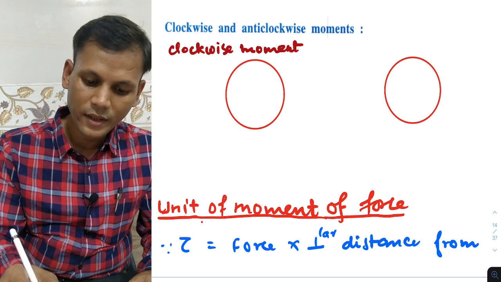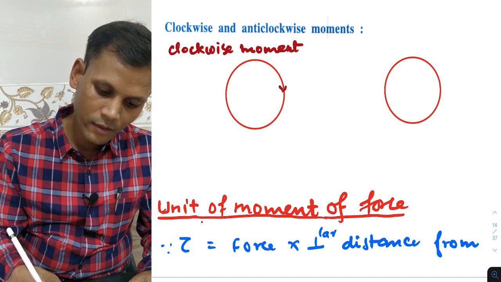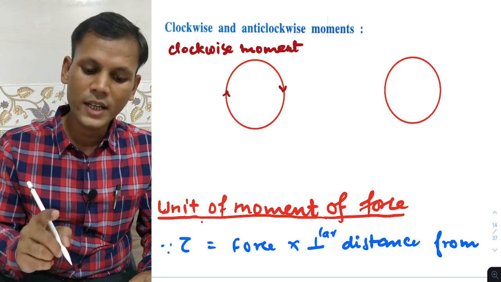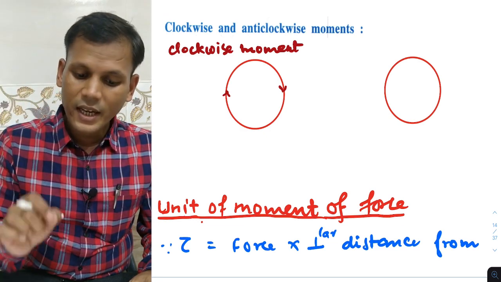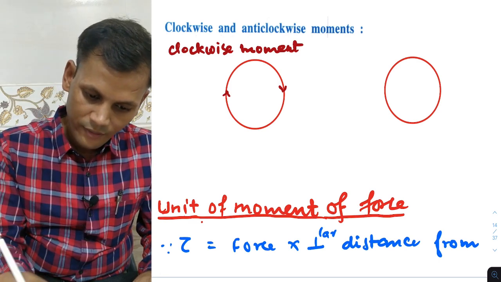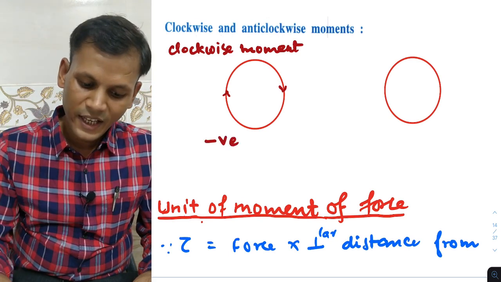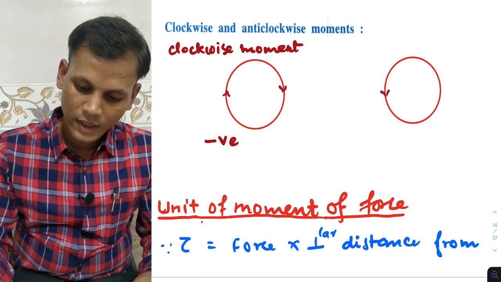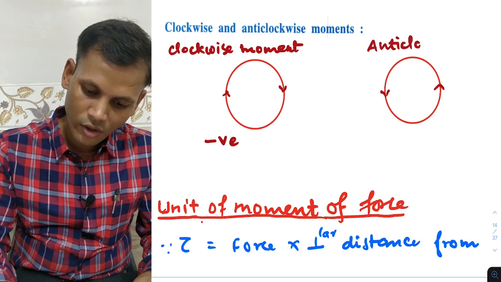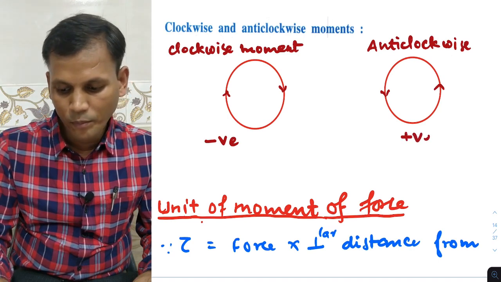In the clockwise moment, what will be our observation? In the clockwise moment, I can say this will move like this. This is the clockwise moment. And the clockwise moment we take as negative. We will write its negative value. And the anti-clockwise moment will be taken as positive.